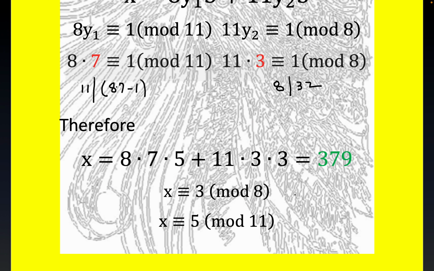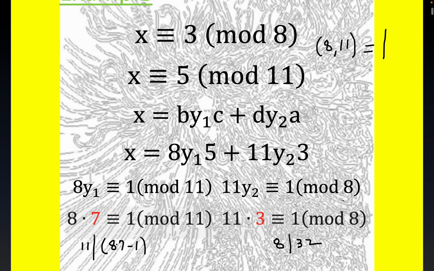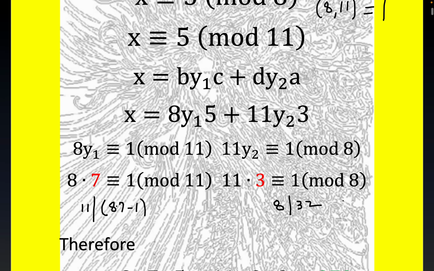For 379, this would just say that 8 divides 379 minus 3. Now, 379 minus 3 is 376. 8 does divide that number. 8 times 47 is 376. And this one's easier to see: right here, you would have 11 definitely dividing 375. So we've shown that 379 is a solution to this congruence up here. So x equals 379 is one solution.